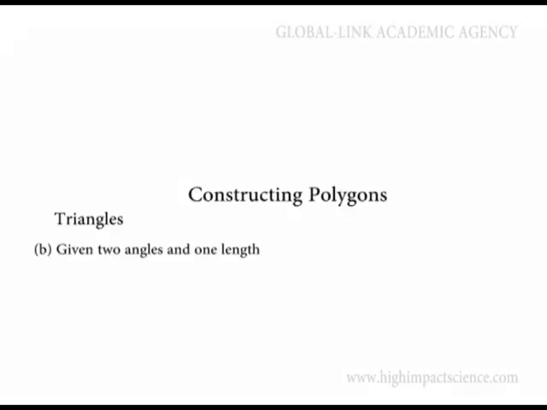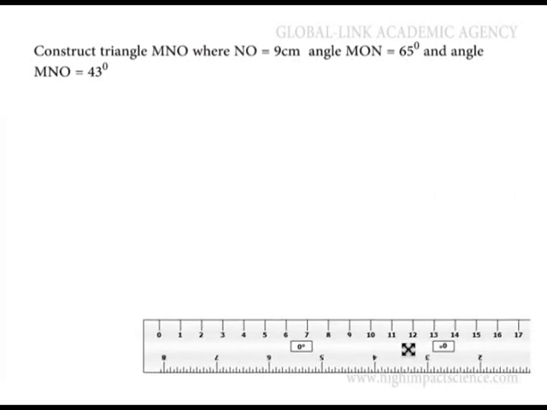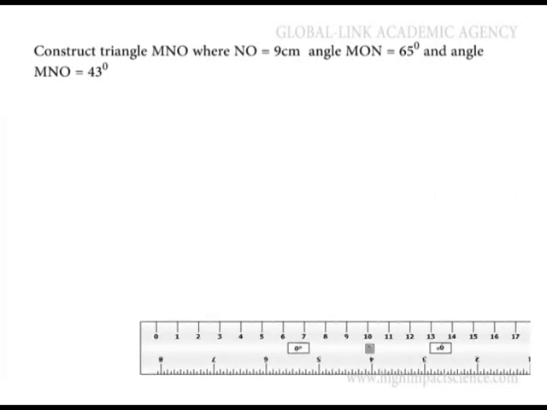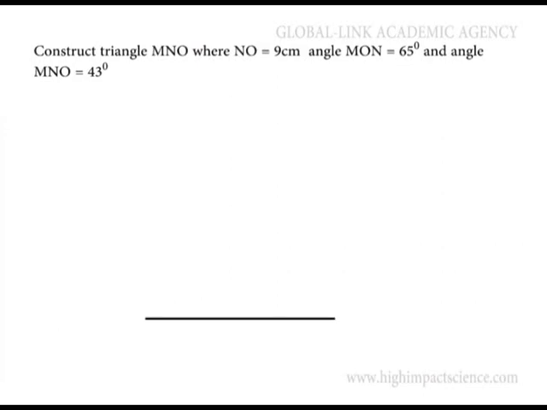The next triangle is when given 2 angles and 1 length. We will construct triangle MNO, where NO is equal to 9 centimeters, angle MON is equal to 65 degrees, and angle MNO is equal to 43 degrees. We start with the line 9 centimeters. That is NO.